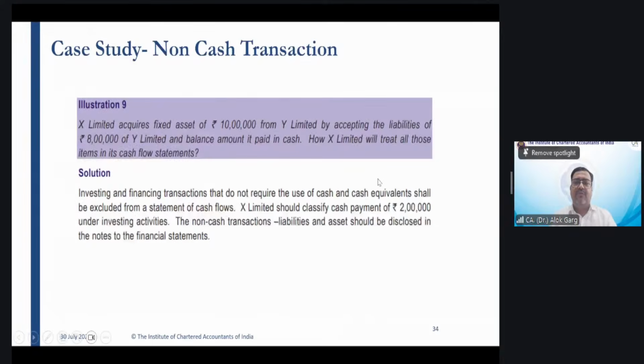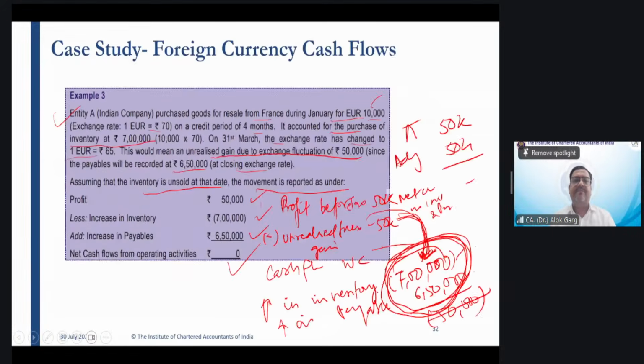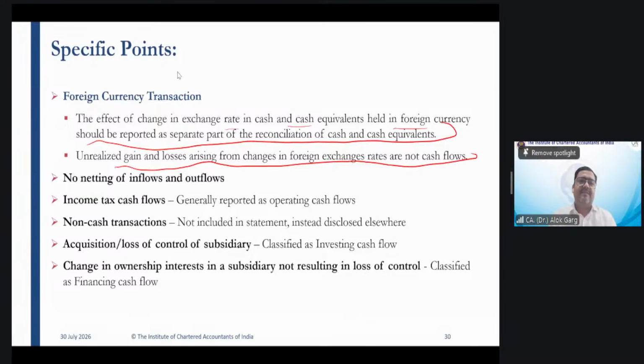Can I go back to the specific points? Yes. No netting of inflows and outflows, my dear friends. The company has taken a term loan of 10 crore during the year. The company has repaid 4 crore during the year. How will you show it? The company has taken borrowing of 10 crore and has repaid 4 crore borrowing during the year. How will you show these transactions in the cash flow statement? Tell me.